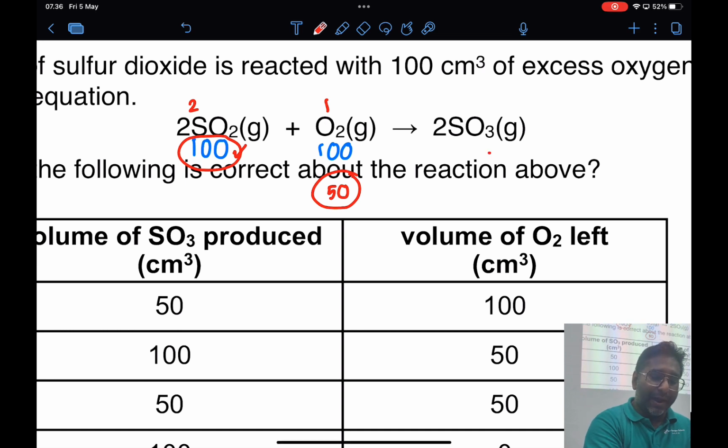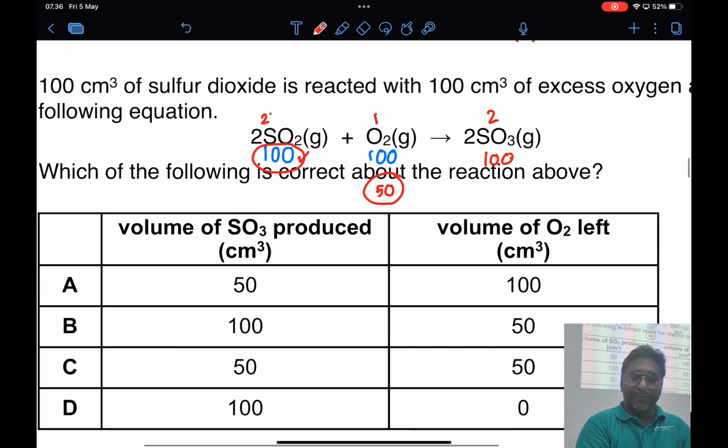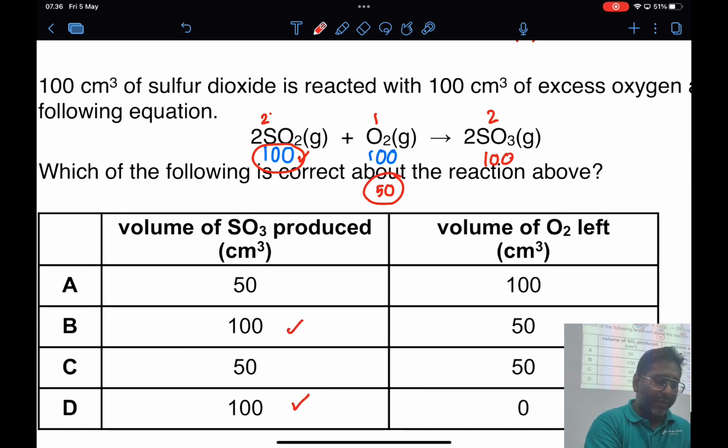So you want to find out the volume of sulfur dioxide. Sulfur dioxide, 2 moles, so you just follow 2 to 2. 2 to 2 is going to be 100 over here. So the volume of SO3 produced should be 100. The volume of oxygen left: you used up 50, 100 minus 50, the leftover is going to be 50. So that's going to be B.